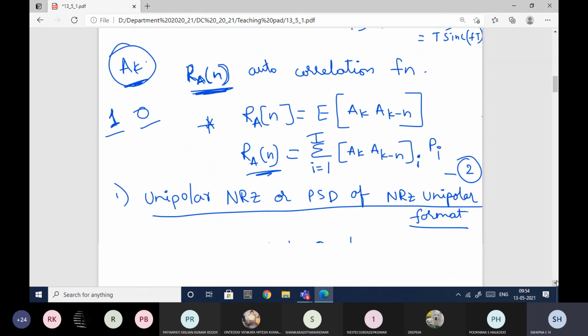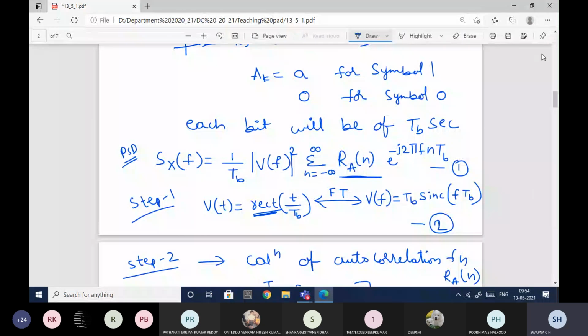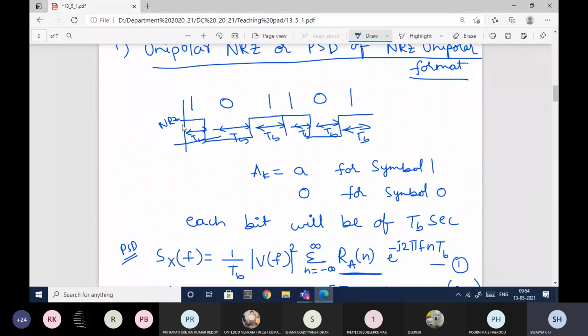Okay, so now for the unipolar NRZ, the format will be in this way and each bit will be of TB duration. If you observe, my ak amplitude can be either A or 0. If I have symbol 1, the amplitude will be A. If I have a symbol 0, the amplitude will be equal to 0. That is the reason here I have mentioned that each bit duration is TB seconds.